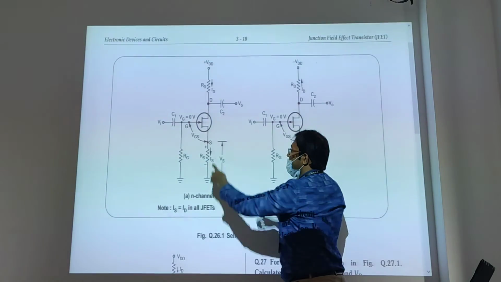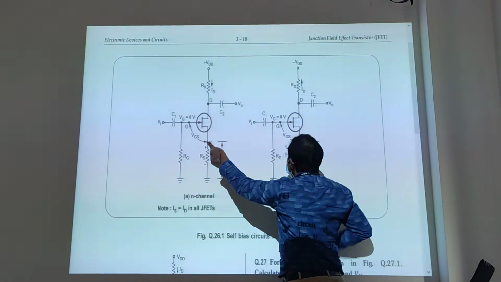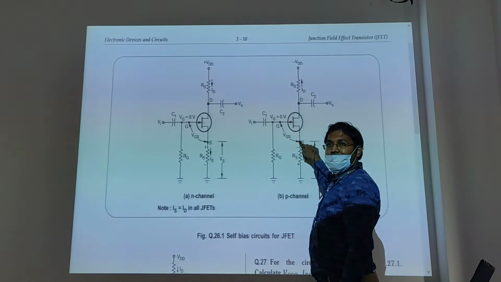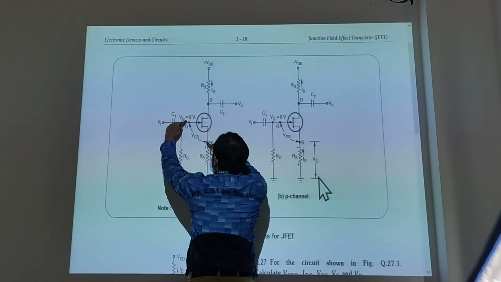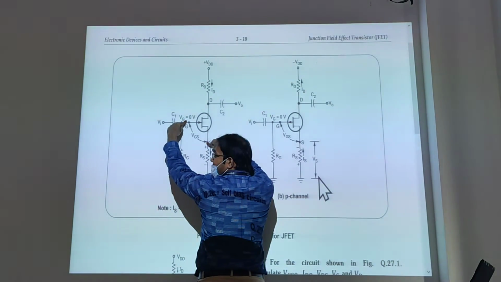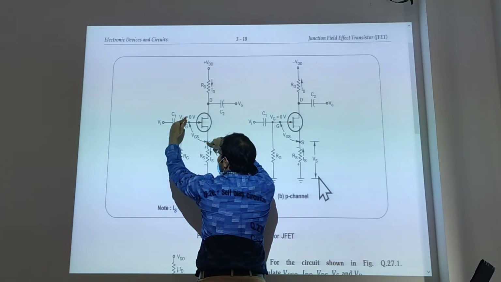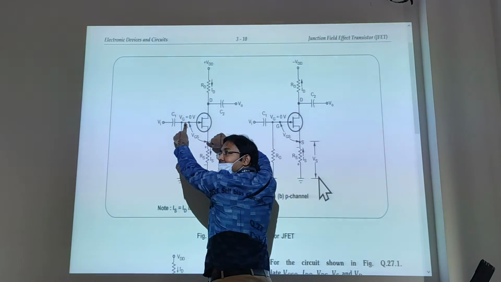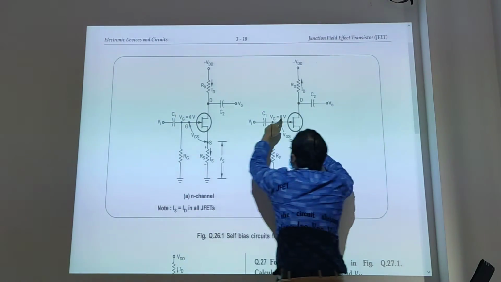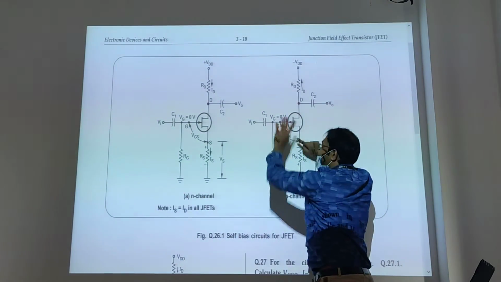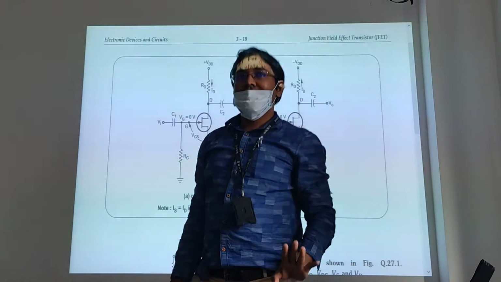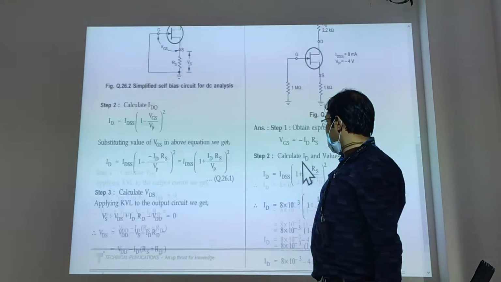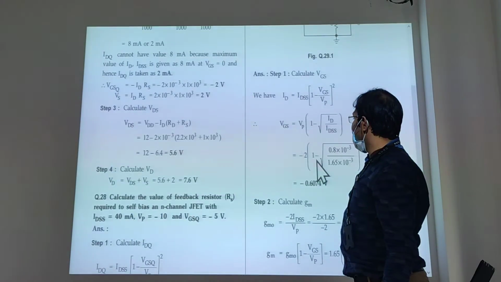Here, how much? Minus ID into RS. Next, what is the voltage here? 0 minus ID into RS, so minus ID into RS. Here how much? ID into RS. Clear? So that is the point here.